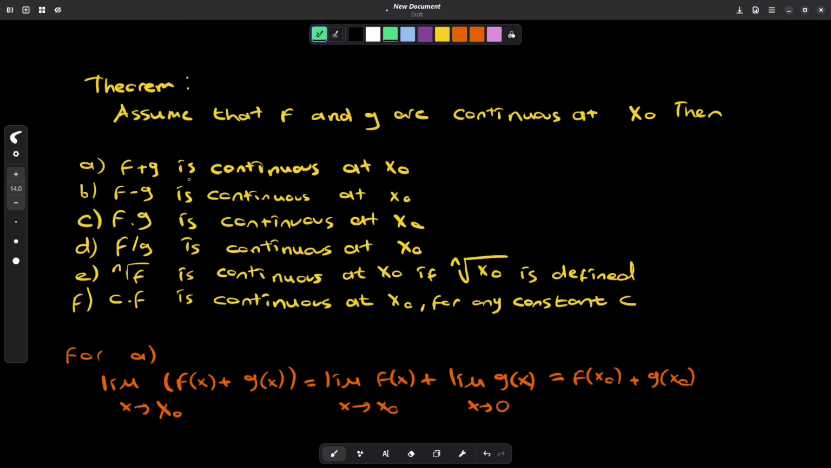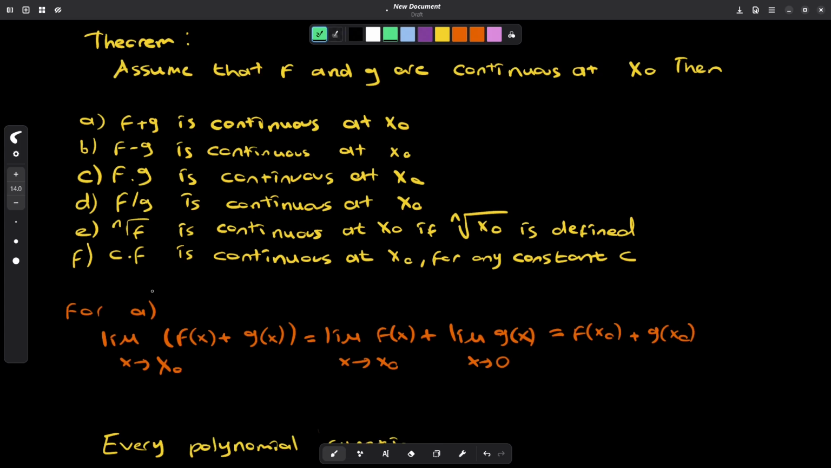Theorem. We will assume that f and g are continuous at x0. Then all of the following conditions hold: f plus g, f minus g, f times g, f over g, c times f, f to the power n, and the nth root of f are continuous at x0. All of these are also going to be continuous. We only showed the first one in this problem. You can show the others by yourself. It's real easy.